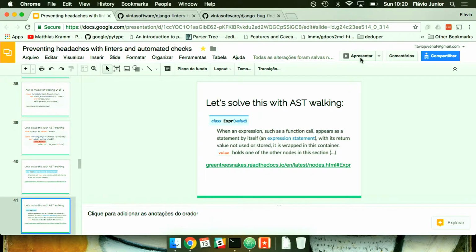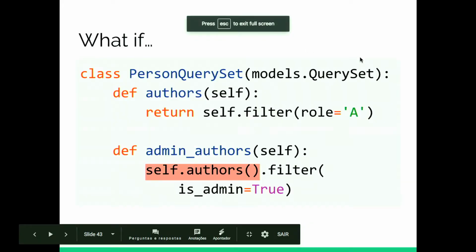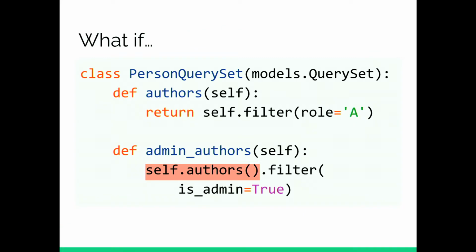That's great, but what if we had this? Instead of a call over a name, like self-filter, we had an expression before the call. Like we're calling authors first, and then we are filtering for admin authors, but this admin authors code is still wrong. We are not returning this. So we are not detecting this because we are detecting self.filter. We are not detecting if the expression before the filter returns a query set, and it's not attributed again.